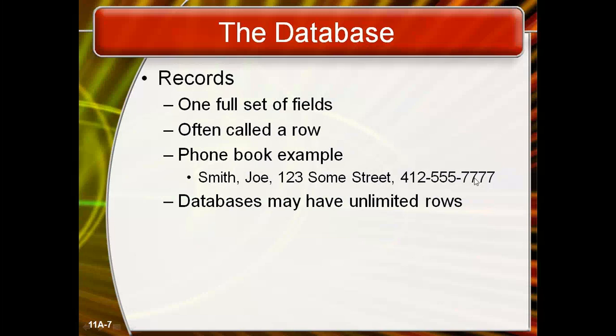Can you tell me what is the difference between a row and a column or field? The row is a record. A column is one field of a record. Okay, all right. Databases may have unlimited rows.